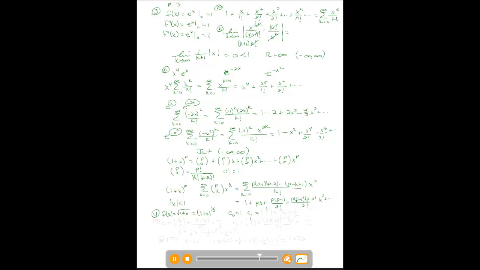C sub 1 is going to be (1/2 choose 1), which is 1/2 over 1 factorial, which is a half. C2, not going to have enough room here, C2 is going to be (1/2 choose 2). That's going to give us 1/2 times negative 1/2 over 2 factorial, which is negative 1/8. It's kind of weird because we never really used halves when we did combinations.